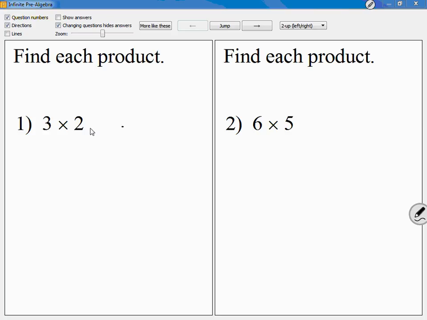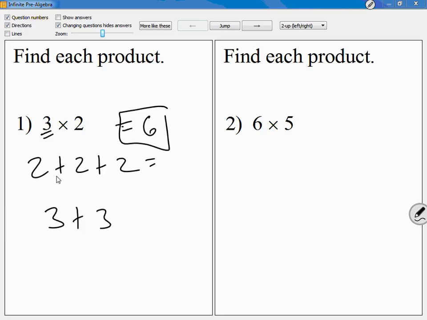So if I ask you the why, because 3 times 2 means we either have 3 groups of 2, so 2 plus 2 plus 2, or we have 2 groups of 3, which means 3 plus 3. Either 3 groups of 2 or 2 groups of 3. That's what 3 times 2 means. Either way, you will get 6.